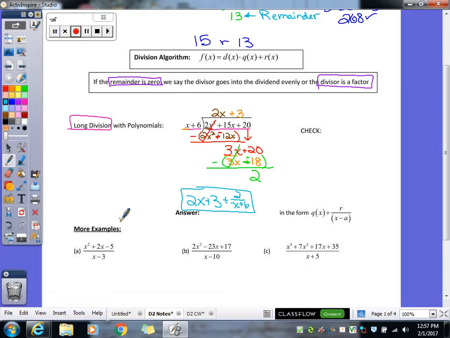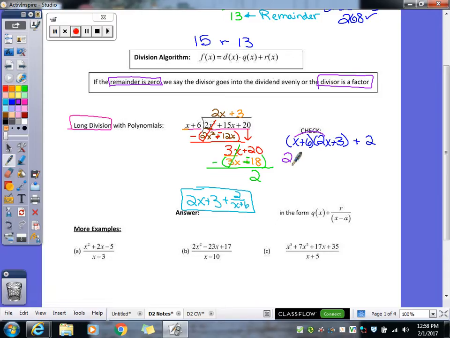Now again, if you were told to check it, the way we would do that is you would have to multiply your divisor times your quotient, and then you would add your remainder, and kind of like we did above, we multiplied our 17 and our 15, and then we added in our remainder.